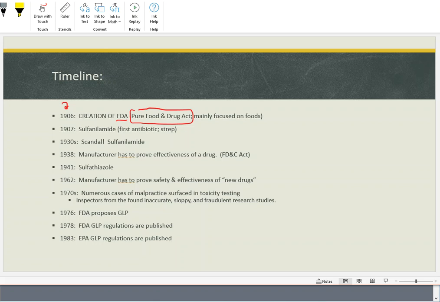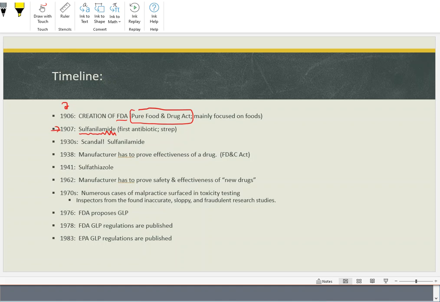So 1 year later, 1907, we get this material called sulfanilamide. And sulfanilamide was really the first antibiotic that was produced. This was typically in a powder form, and sulfanilamide works wonders for things like strep. So your first antibiotic that can be given to a person. And this was used for a number of years, 1907 all the way up until 1930, when we find a scandal. So 1930s, meaning about the mid-1930s, 35, 36, 37, somewhere in there, we begin to see a problem with sulfanilamide.